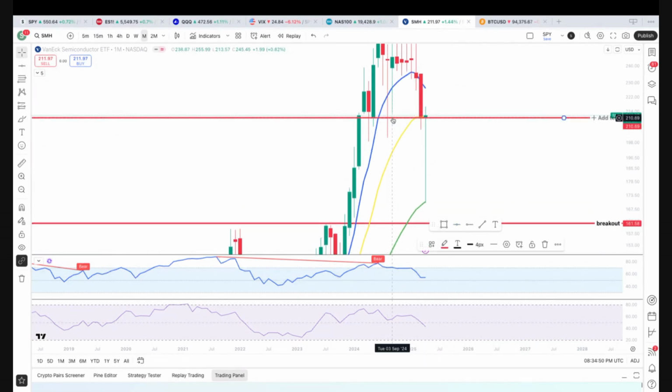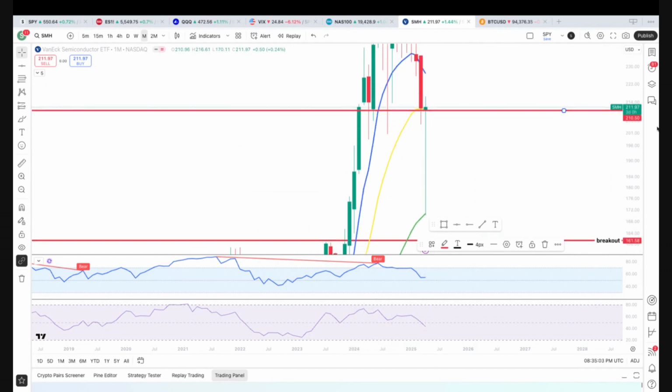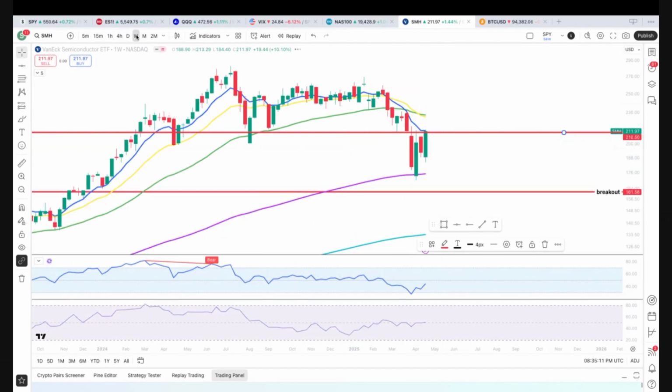I'm going to mark the bottom of this candle as well. This is 210, which has been an important level for SMH. You can see all these candles have basically consolidated right above 210.50. Even so far, we've actually reclaimed that level, but this candle hasn't closed yet. Let's look at the weekly.